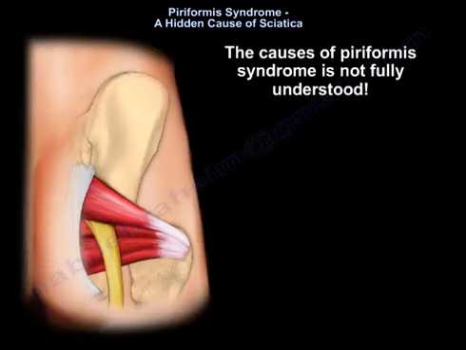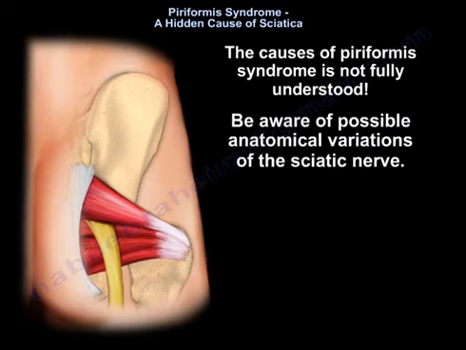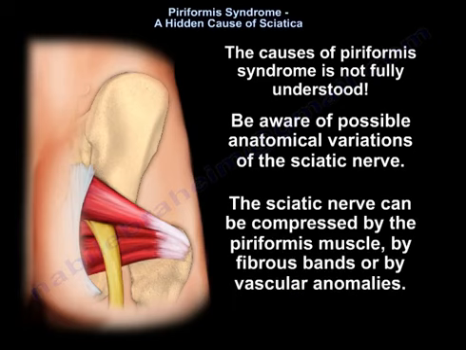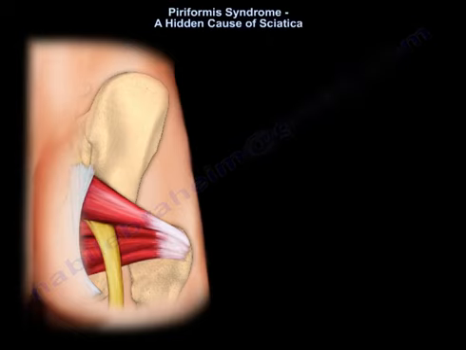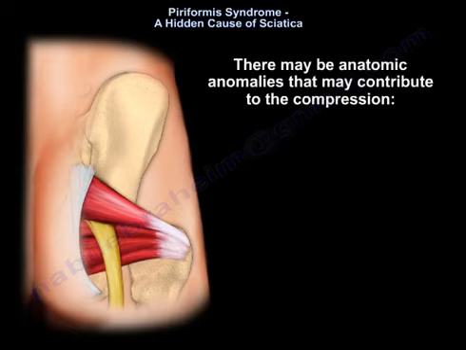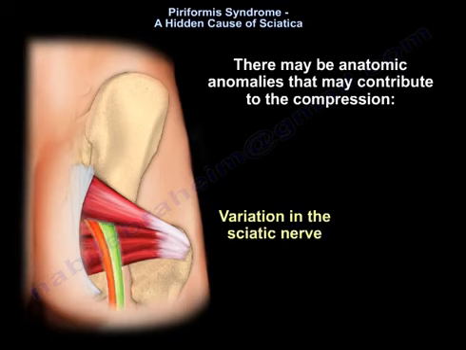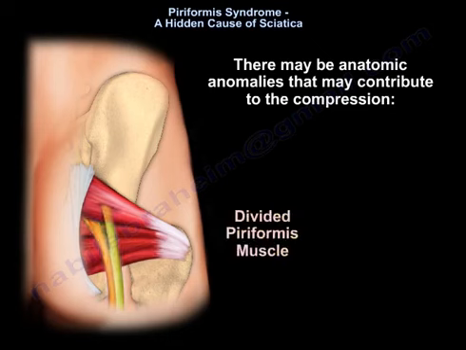The cause of piriformis syndrome is not fully understood. Be aware of possible anatomical variation of the sciatic nerve. The sciatic nerve can be compressed by the piriformis muscle by fibrous bands or by vascular anomalies. There may be anatomic anomalies that may contribute to the compression, which will include variation in the sciatic nerve or divided piriformis.